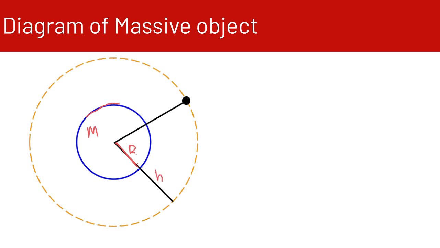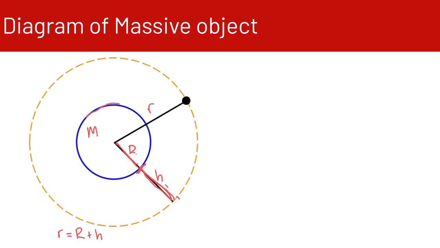This portion of this black line can be considered the height. So we're going from the surface of, let's say this is a planet, let's say this is Earth, out to a particular height away from the surface. So this whole distance here would be considered r. So we can come down here and say that r is equal to capital R plus h. So this r here is considered capital R plus h.